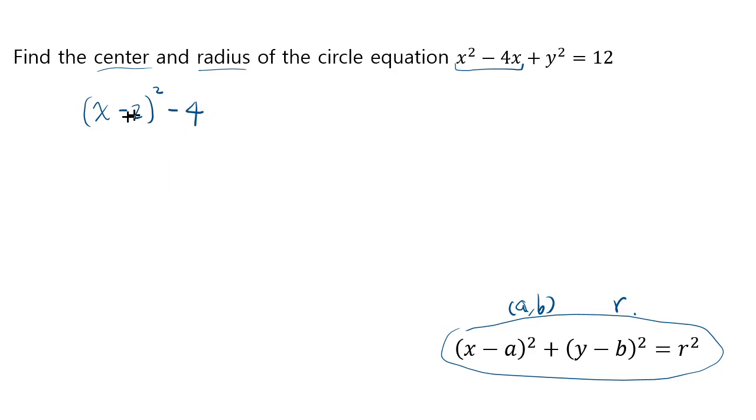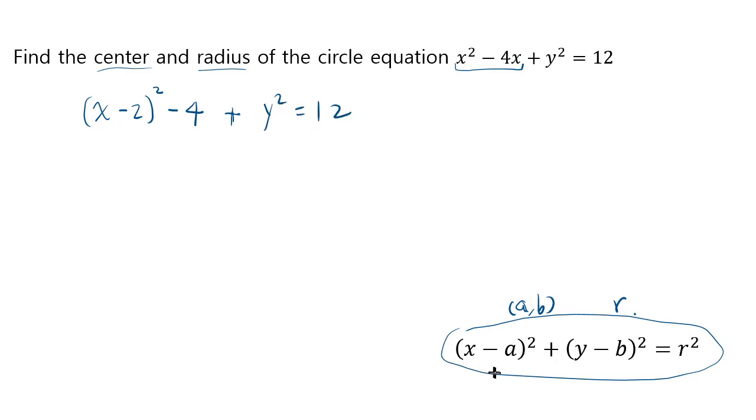So think of it like this. Negative 2 squared gives you 4, but we don't have a 4, so you subtract 4. And then y squared, there's nothing to complete. It's just y squared by itself. It doesn't have any something times y. So y squared is just y squared.